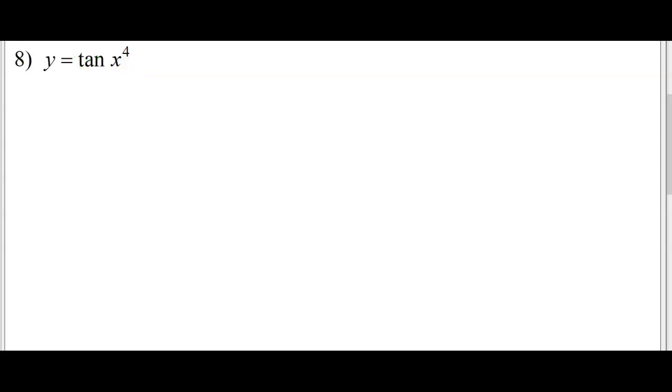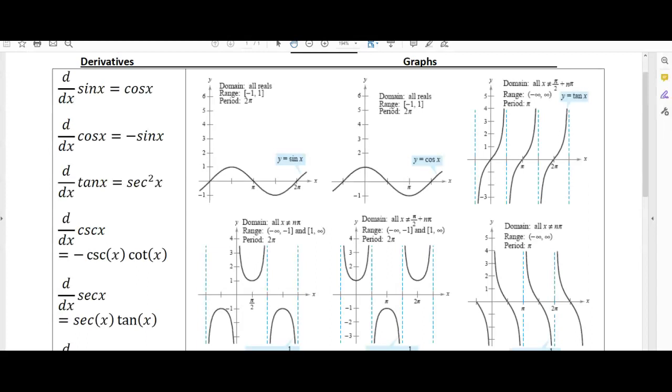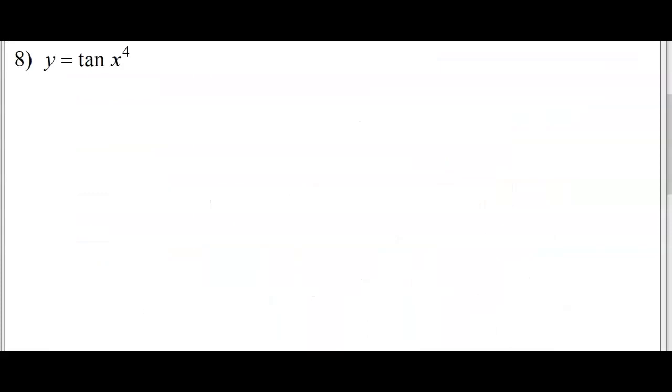All right, so we're dealing with tangent. So since I know we're dealing with tangent, I'm going to look at my sheet, I'm going to find tangent, and here it is. It seems that the derivative of tangent is secant squared x. Now by x, I mean whatever is here, that's going to go there, right? And it's a chain rule, so we have to keep that in mind as well if we're doing this problem.